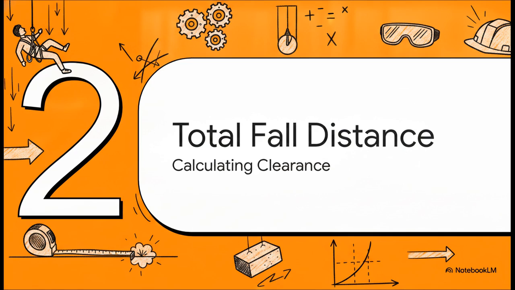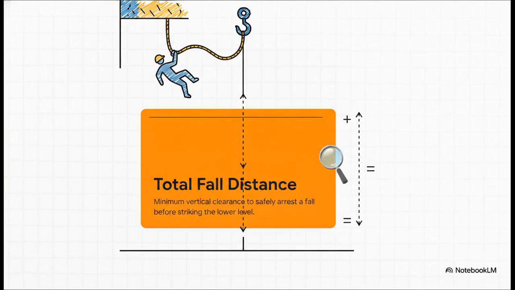Moving right along to Section 2, calculating total fall distance. This is where we turn abstract rules into some highly personalized physics. This brings us to what I consider the real core of this whole thing, total fall distance. By definition, this is the mathematically calculated minimum vertical clearance you need to safely arrest a fall before you strike the lower level. To put that into perspective, in just one single second, a person falls 16 feet.